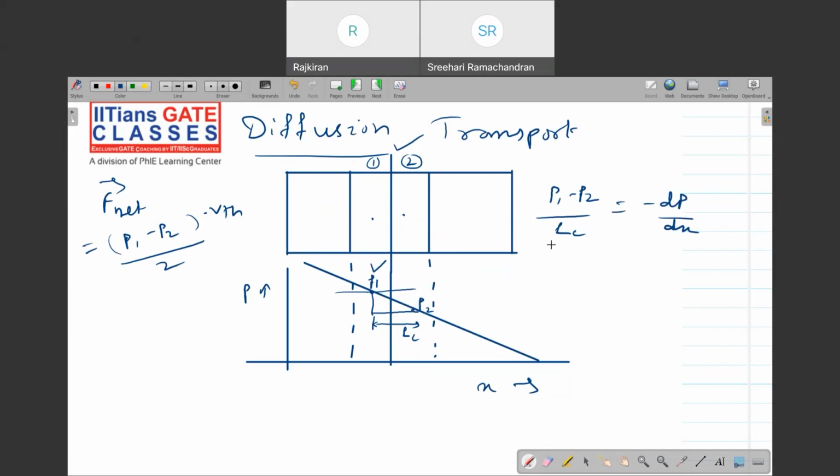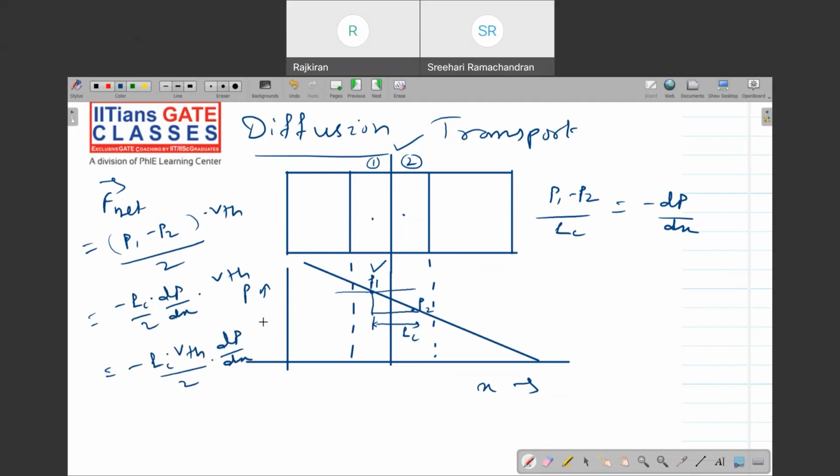I have to put all the things here. Net flux is P1 minus P2 is LC into minus dp by dx into Vth, minus LC into dp by dx by 2 into Vth, which is equal to minus LC into Vth by 2 into dp by dx. This is my net flux, right?